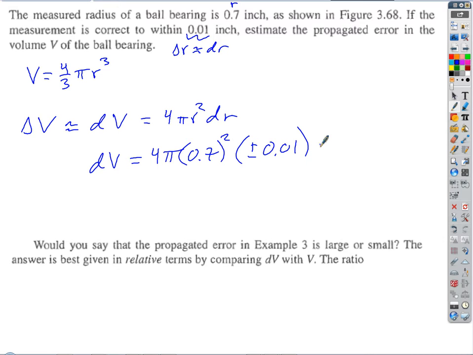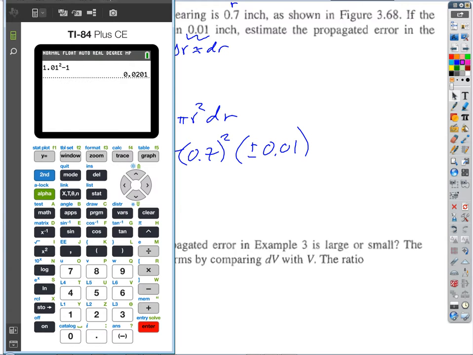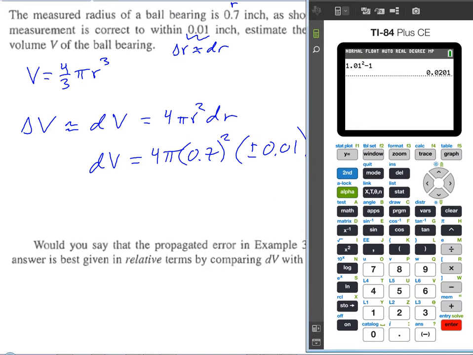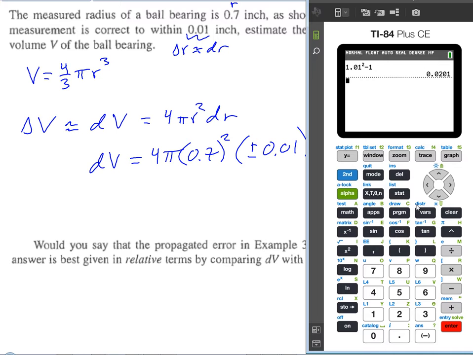We can plug that into our calculators. Let's see. It's way more simple than if you had to calculate this the other way. This will be one of those that's not hard. So we'll do 4 times pi times 0.7 squared times 0.01 gives us that.